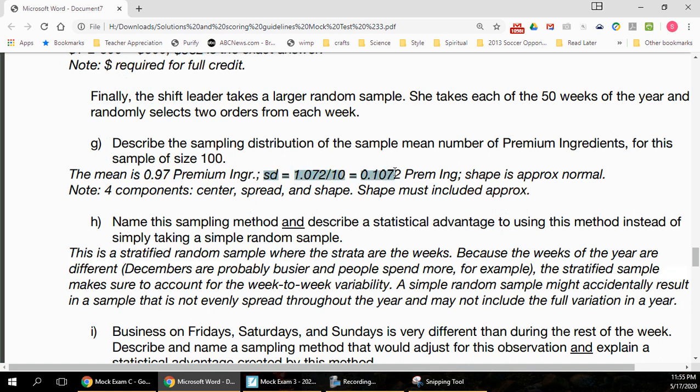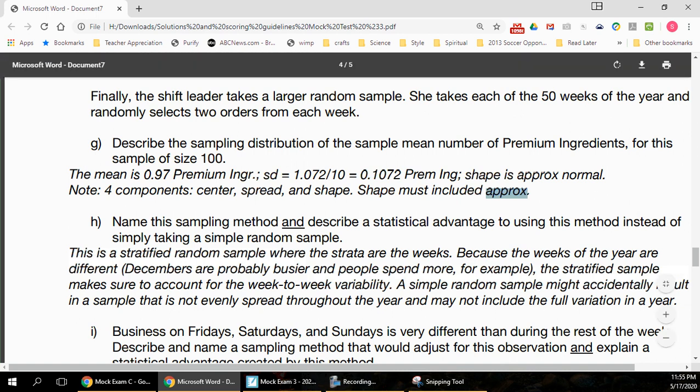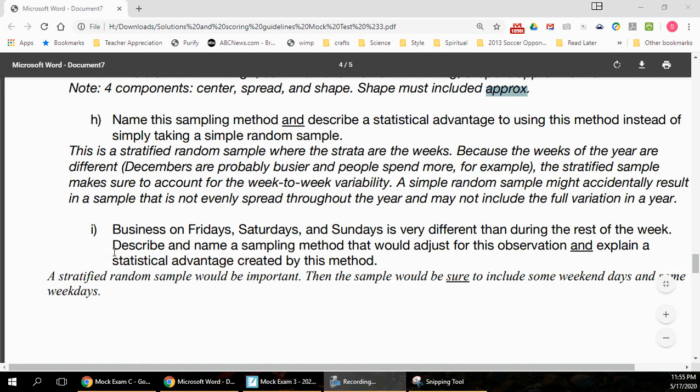Letter G, there's the mean, 0.97. Standard deviation, they've showed a little work. Might show a little more on that. The shape is approximately normal. Perhaps even say because of the large sample size on there. And he said that we want to make sure we say that the shape is approximately normal, not normal. It's not normal, it's just close to normal, and pretty close to normal. For letters H and I, you can look at those explanations and see what he's written for those.